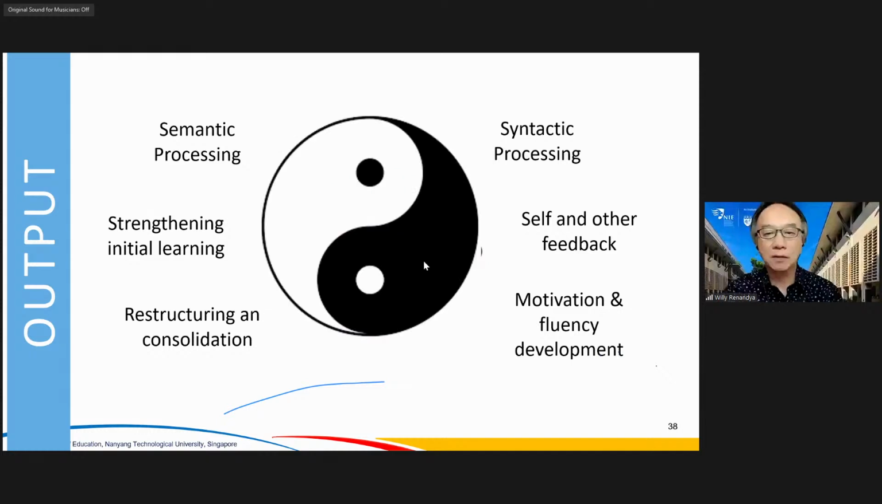If you are from China, then you understand that there has to be a balance. Like in any other area in life, there has to be a balance between A and B, between 1 and 2, between black and white, between man and woman. There has to be a balance there. And that is captured in this symbol. So you need a good balance between input and output.